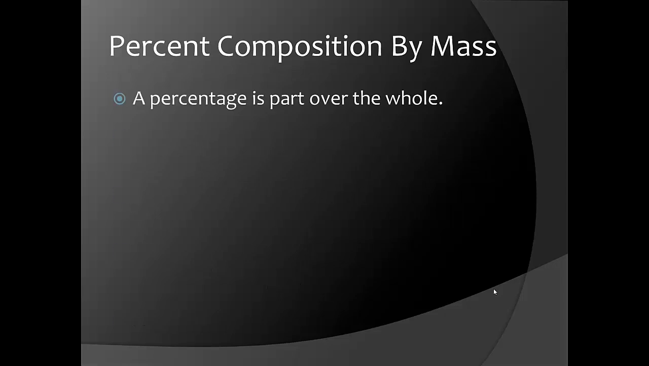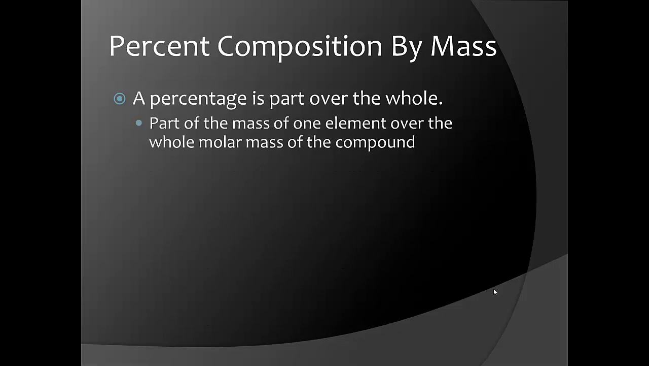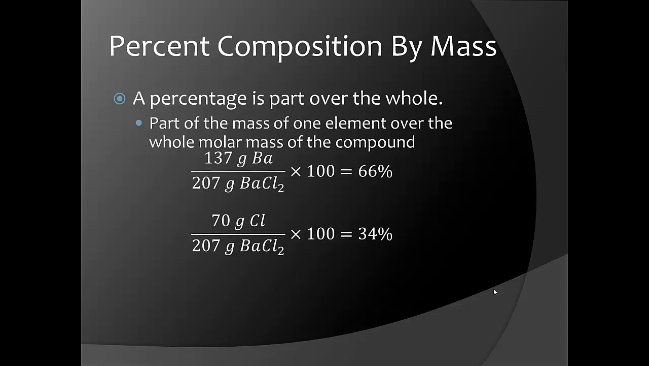Now, when we do this, remember, a percentage is a part over a whole. So what we're going to do is take part of the mass of one element over the whole molar mass of the compound. For the first one, barium, we had 137 grams of barium out of 207 grams of barium chloride. Multiply that by 100 and we end up with 66%. If we had 70 grams of chlorine out of 207 grams of barium chloride, multiply that by 100 and we should end up with 34%.